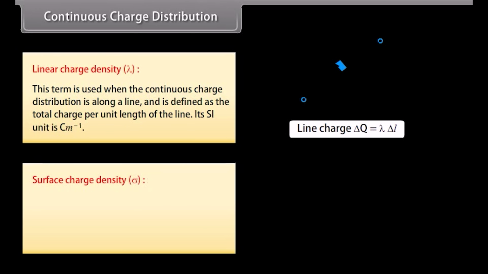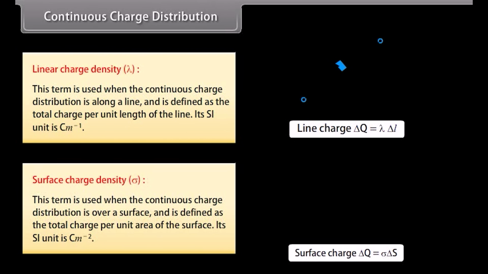Surface charge density, sigma. This term is used when the continuous charge distribution is over a surface and is defined as the total charge per unit area of the surface. Its SI unit is coulomb per meter squared.